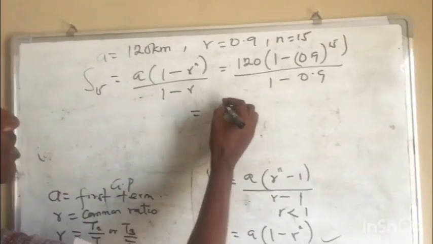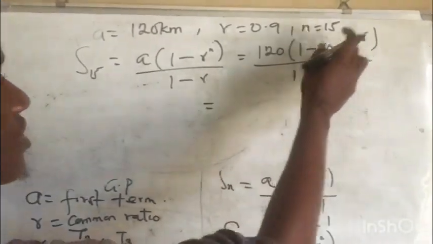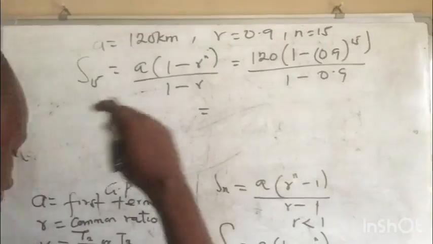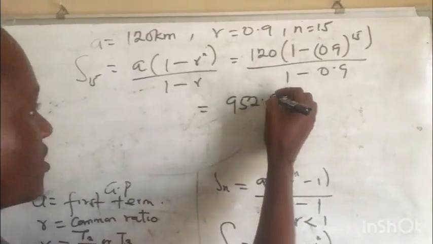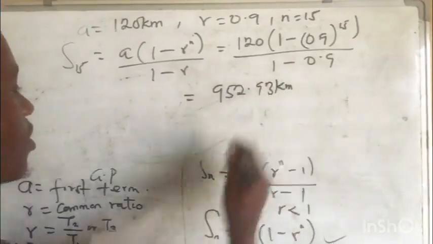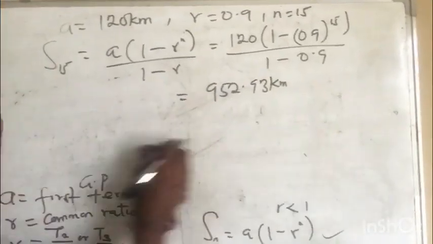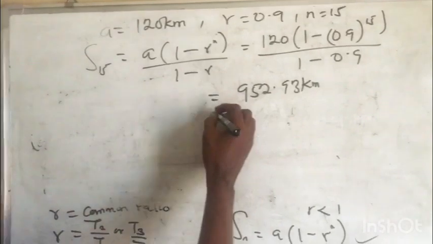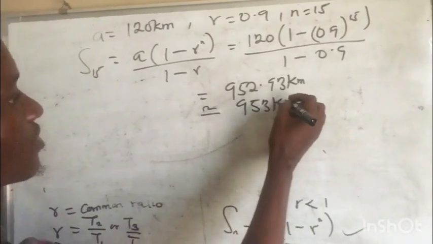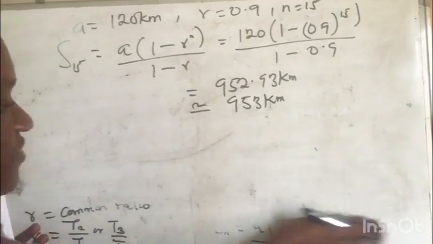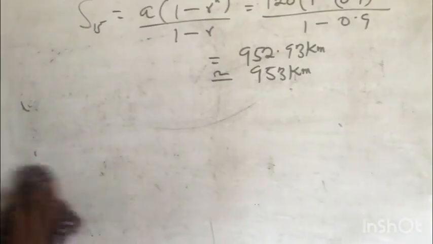if we press our calculator, we have 952.93 kilometers. But don't forget, the question says to the nearest kilometer. So that means to the nearest kilometer, this is 953 kilometers. That's the first part.